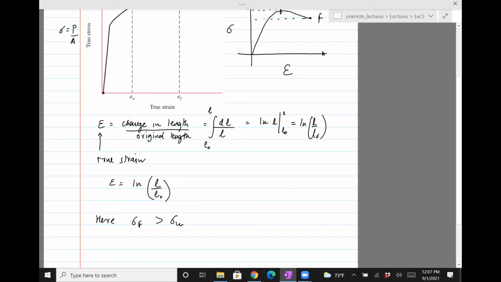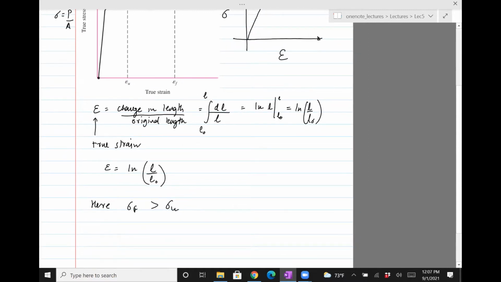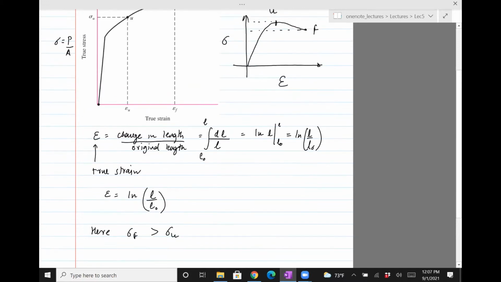The stress doesn't change. It's the same point. What happens is we are recomputing the x-axis. It's being rescaled because now we're using the log versus the engineering strain. So that's something to remember. If you see sigma F greater than sigma U, then it's probably because you used this kind of depiction to find the strength at which different interesting things happen.